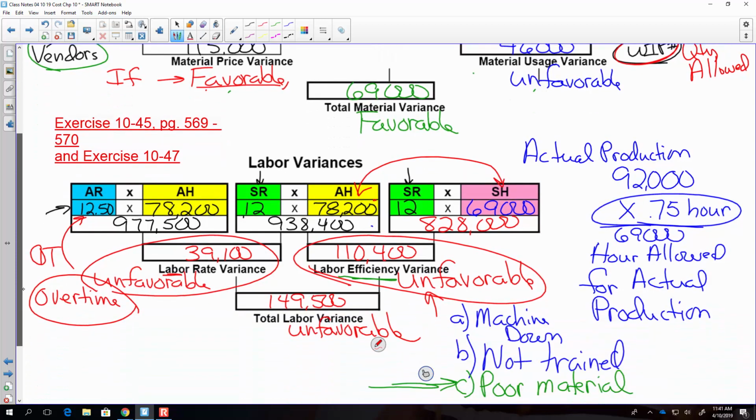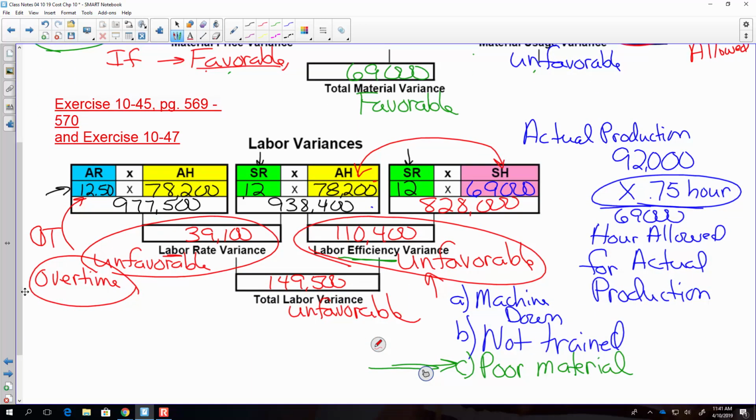So what number do we use for recording our work in process? It's always the farthest to the right. It is always at standard. So this could be another multiple choice question. What number goes into WIP? Actual cost or standard cost? Standard, right? So be watching for that.